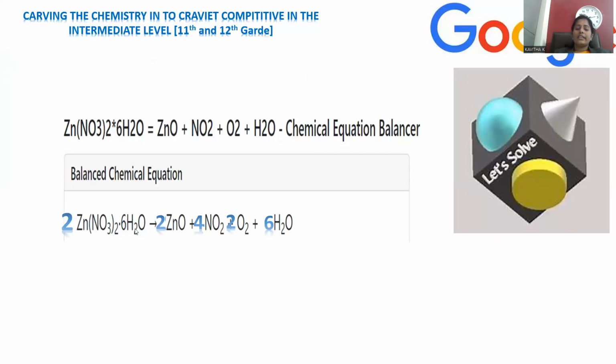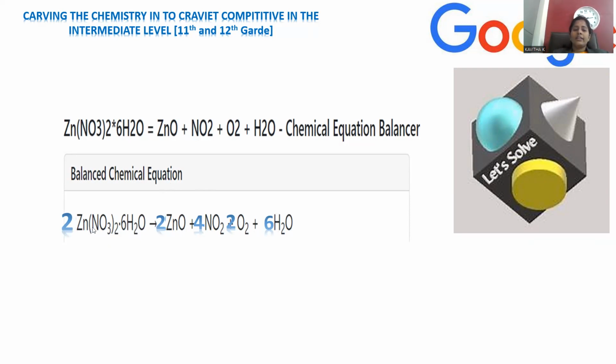2 moles of zinc nitrate hexahydrate, which is already given within the problem. Zinc oxide will be formed, nitrogen dioxide will be formed, oxygen will be formed, and one more component is water. Water is evaporated, right? That evaporated water is also part of the product. If you count 2 zinc, 2 zinc, zinc is completed.